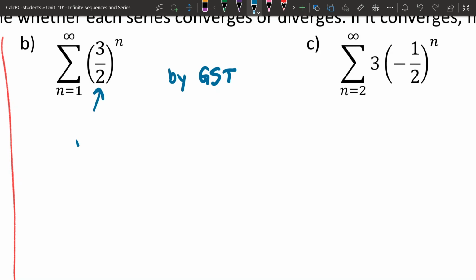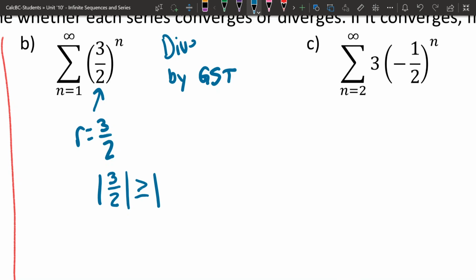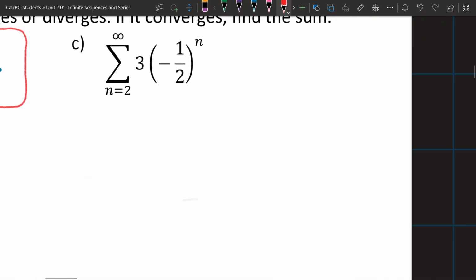All right, so my r value is 3/2. The absolute value of 3/2 is greater than or equal to 1, and that tells us that it diverges. Anytime that r value is bigger than 1, think about that as an exponential function that is growth as opposed to decay, so it's going to diverge. All right, one more example.